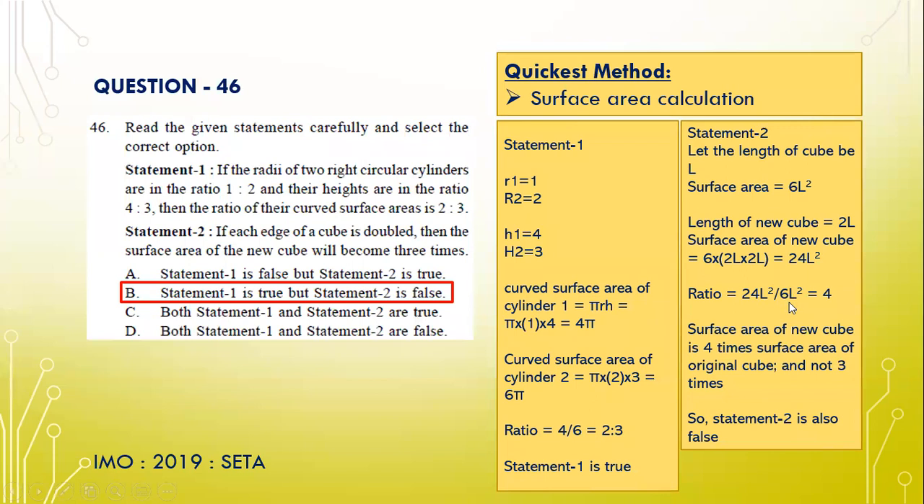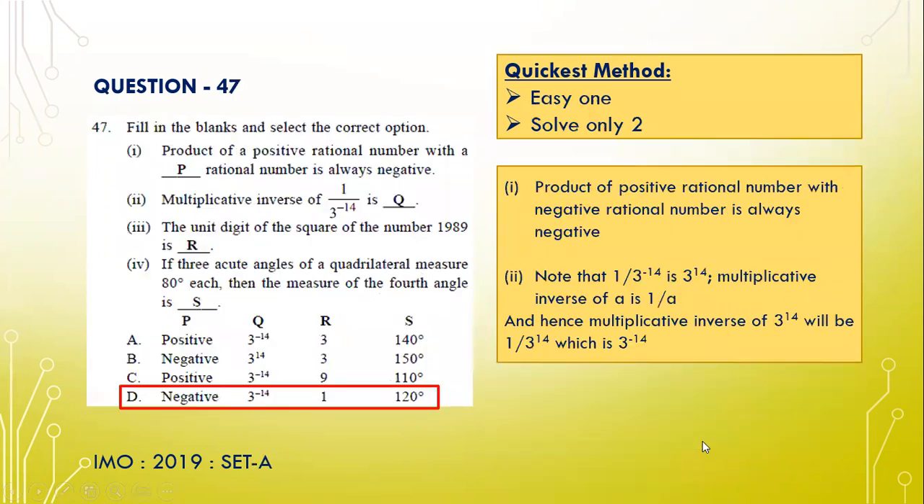24 upon 6, L square will get cancelled. 24 upon 6 is 4. So the surface area of the new cube is 4 times the surface area of the original cube, and not 3 times. It is not 3 times. So statement 2 is false. Statement 1 is true. Statement 2 is false.